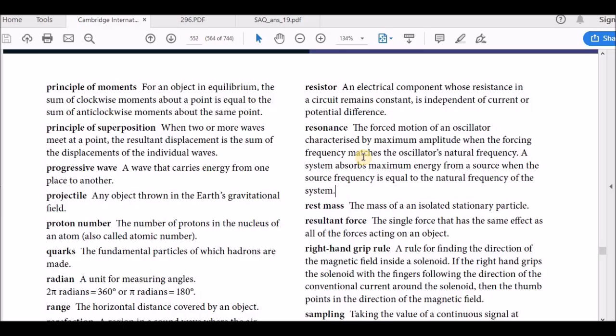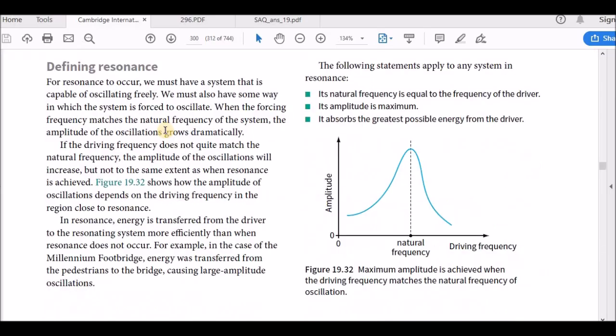A system absorbs maximum energy from a source when the source frequency is equal to the natural frequency of the system. So this is where we get resonance. We get maximum amplitude when the forced frequency is equal to the natural frequency of the object, and at that time the system absorbs maximum energy from the source or the object that is causing it to oscillate. So it oscillates with maximum amplitude, and at that point we have resonance.